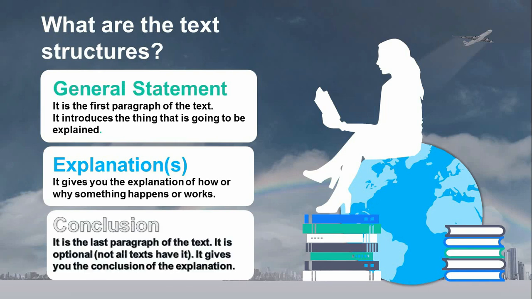And then you may end the text with a conclusion. It is the last paragraph of the text, but not all writers use this at the end of the text. So this is optional. It gives you the conclusion of the explanation. So since conclusion is optional, then you may end the text in the explanations only. So most of the texts, they start with a general statement and then end with explanations without conclusion.